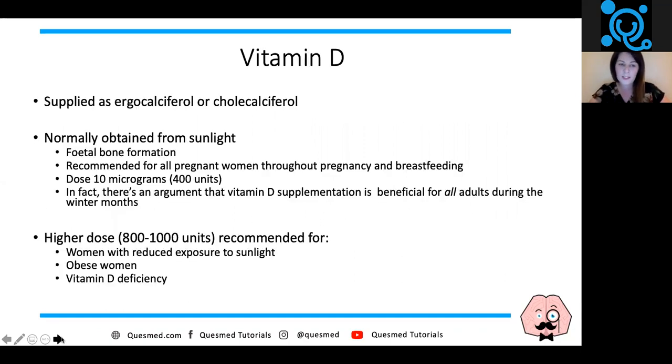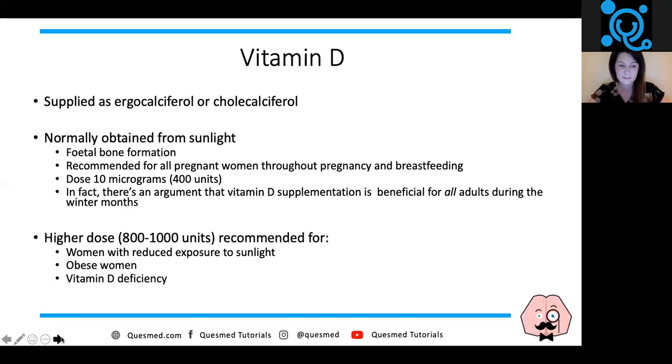And what about vitamin D? That's usually supplied as ergocalciferol or cholecalciferol. Now, vitamin D is normally obtained from sunlight and is required in small amounts to support fetal bone formation. A low dose of 10 micrograms or 400 units is recommended to all pregnant women throughout pregnancy and breastfeeding.